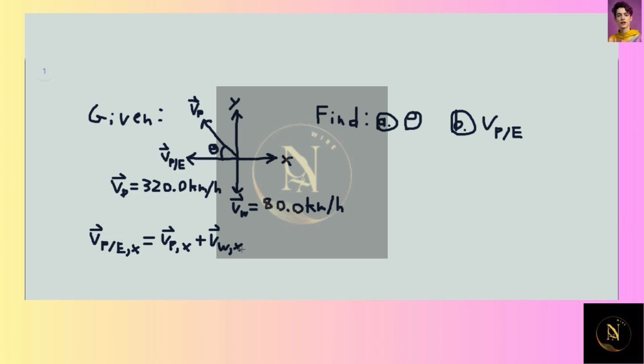So now let's break this into components. First let's look at the velocity of the plane relative to the Earth here. We know this is in the westward direction, so it's going to be a negative value. So the velocity of the plane relative to the Earth in the x direction is just going to be a negative value. So we can just write negative velocity of the plane relative to the Earth.